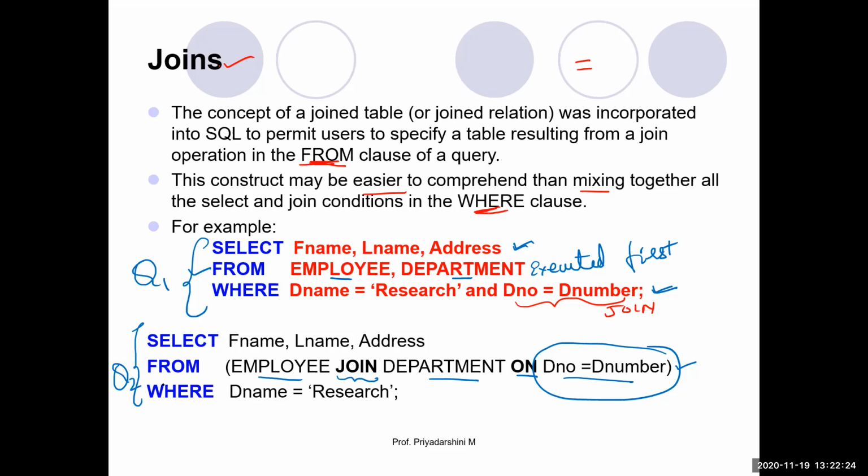But in query 2, there will be a join between employee and department through the attributes D number and D no, and in total I'll have one table comprising the attributes of the employee table followed by the department table. On top of that result table, the D name condition will be applied. So whichever row has D name equal to research, that row will be displayed. It is always slightly better than my previous one, but there is no compulsion that you have to use joins itself. It is completely at your convenience.